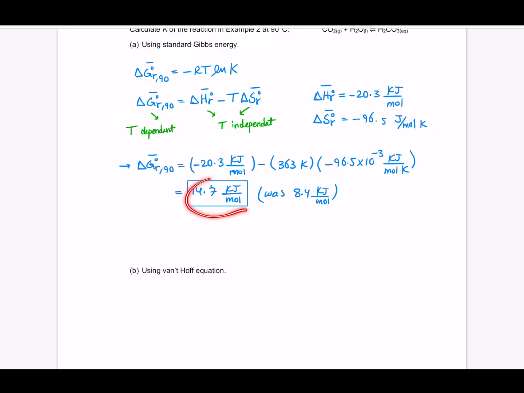And now we can insert this here to calculate the K value. So K at 90 would be the exponential of minus delta G R standard at 90 divided by RT, and then plug in numbers. This would be 0.0077. And if you remember, this was 0.034. So it's changing basically, and we were able to calculate it based on the fundamental relationships.